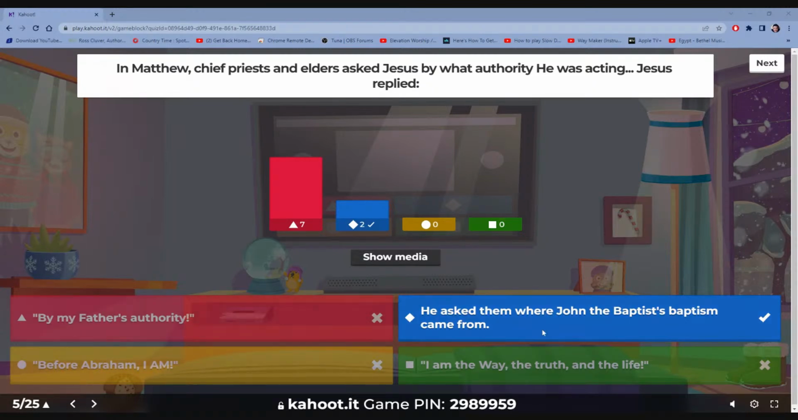A lot of people said "by my Father's authority." If you remember, and I think we read a version in Mark today, yesterday Jesus asked them where John the Baptist's baptism came from. They didn't answer him, because they couldn't decide what to say, knowing they were in a catch-22 in any case. Then Jesus says, well, then neither will I tell you by what authority I do these things.